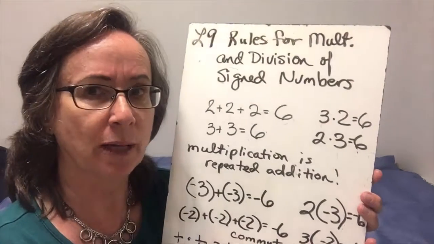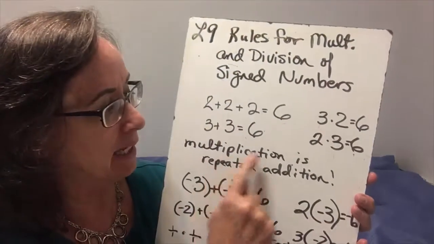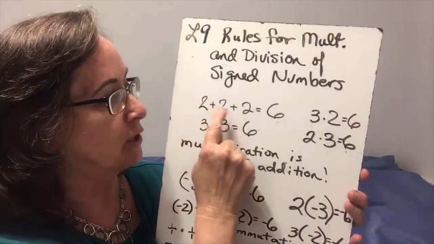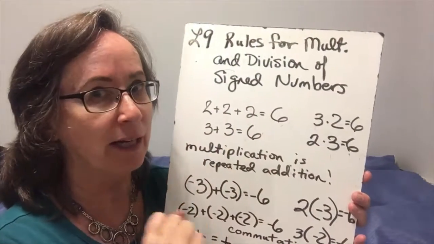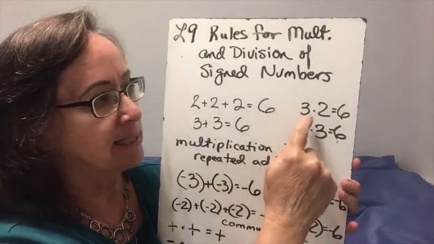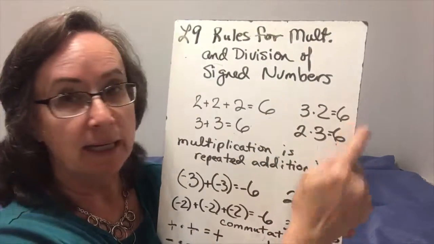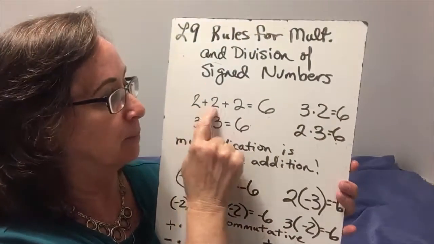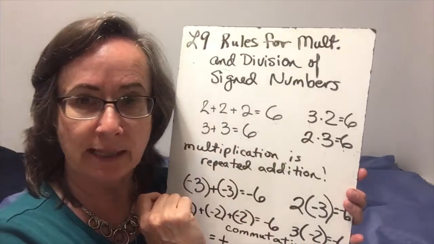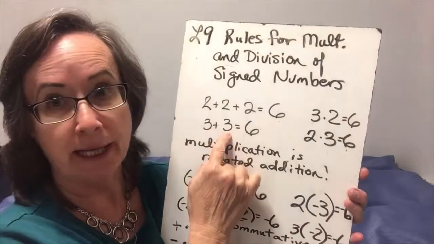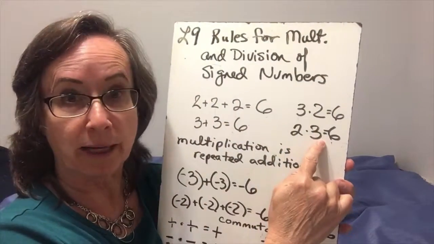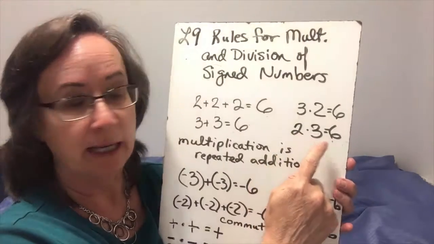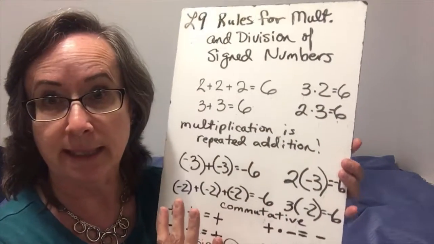So we know that multiplication is repeated addition, don't we? We know that 2 plus 2 plus 2 is 3 groups of 2, which is the same thing as 3 times 2 is 6. Okay, 3 groups of 2 is 6, and 2 plus 2 plus 2 is 6, and we can see that. All right, 3 plus 3 is 2 groups of 3, and 3 plus 3 is 6, so 2 groups of 3 is 6. 2 times 3 is 6.